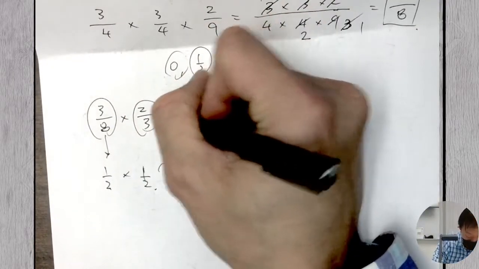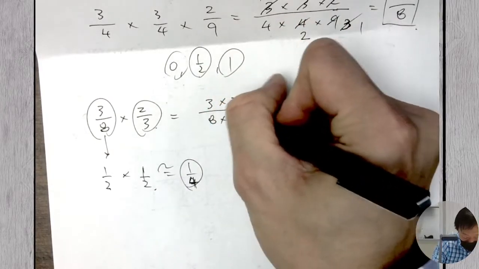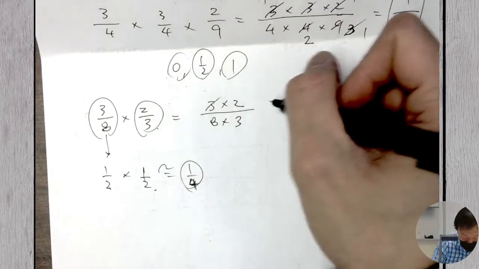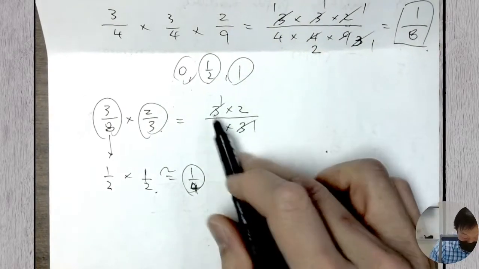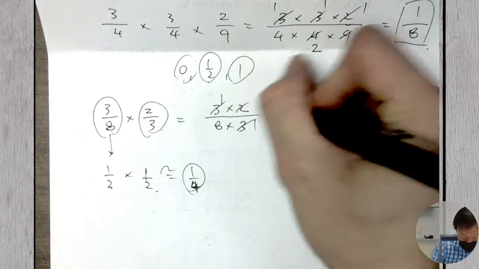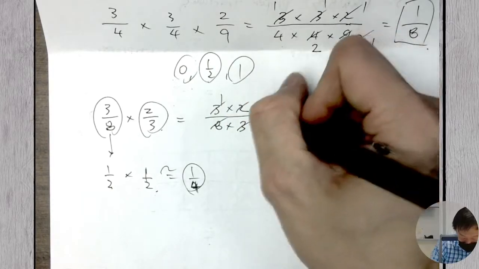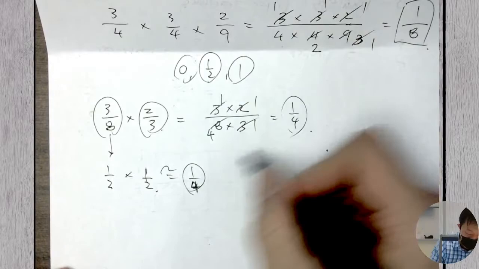If I actually solve this out, it's going to be 3 times 2 on the top, 8 times 3 on the bottom. Therefore, 3 divided by 3, reduce with 3, divide both of them by 3, I have 1 over 1. Reduce 2 over 8, I will have 1 over 4, and it's 1 over 4. In this case, it will work out nicely.